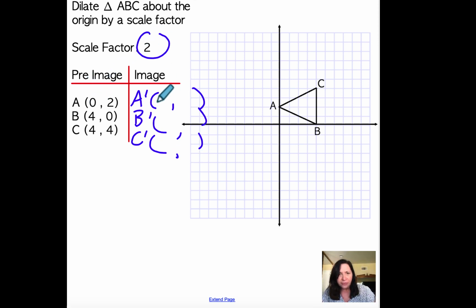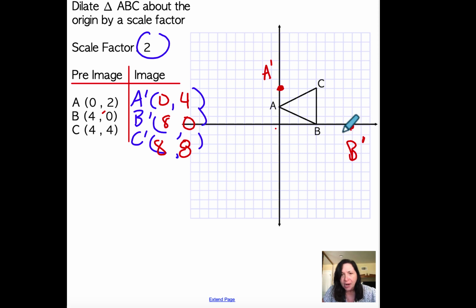We have 0 times 2 is 0. 2 times 2 is 4. 4 times 2 is 8. 0 times 2 is 0. For C prime, I've got 4 times 2 is 8, and again, 4 times 2 is 8. So my new points for A is going to be 0, 4. So here's A prime. We have 8, 0. So there's B prime. And then I have 8, 8. And so this is C prime. And then I'm going to draw my new triangle like that.